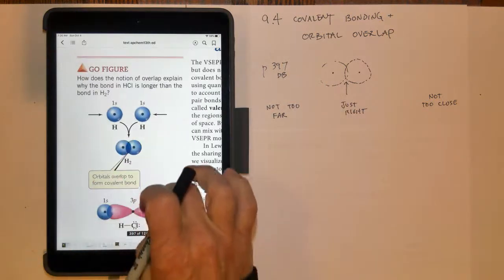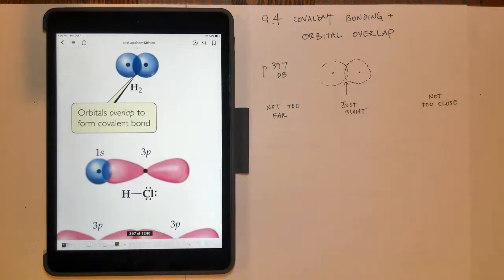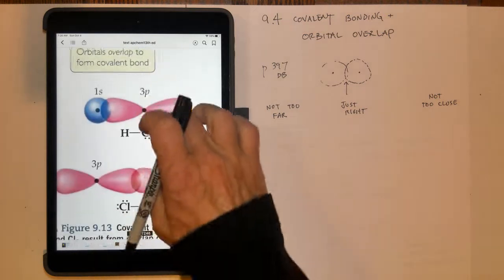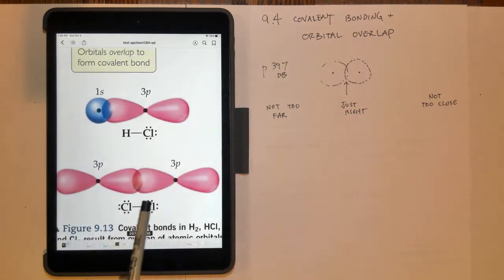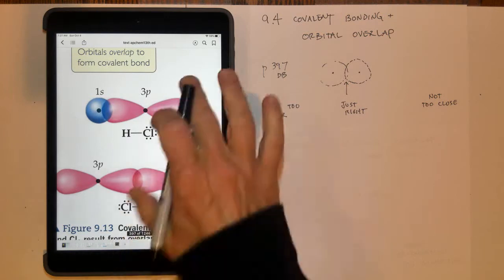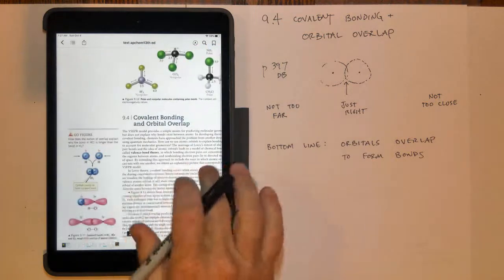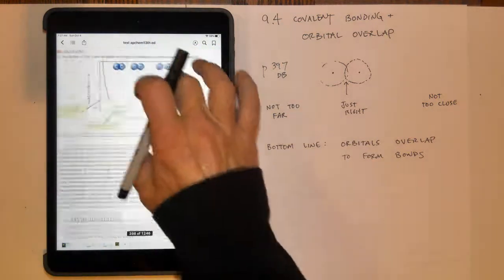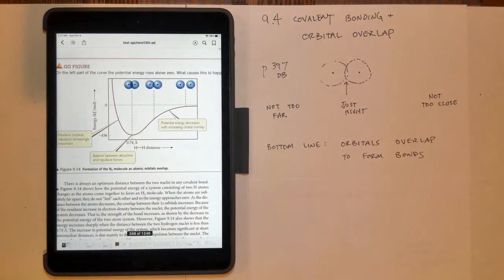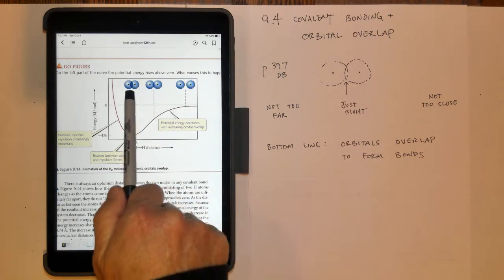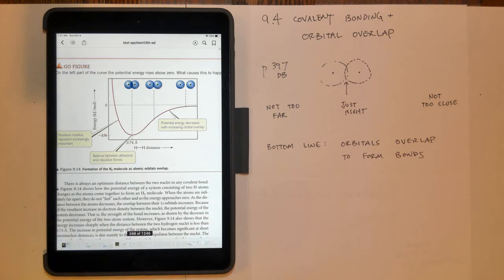Now, if you have something that has p orbitals that engage in bonding, then you'd have the p orbital overlap with the s orbital like this. Or if you have two chlorine molecules bonding, then you'd have the p orbitals just overlap a little bit like this. Anyway, bottom line is that orbitals overlap to form bonds, and they have to overlap just the right amount. And there's actually a nice big graph here showing you that it can't be too far apart. It's got to be just close enough right here to minimize the energy, and it can't be too close. So that's what orbital overlap is: they have to overlap just right to form a bond.